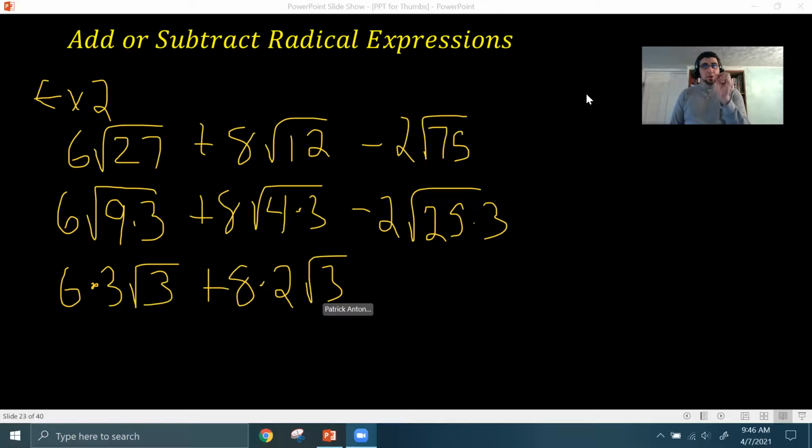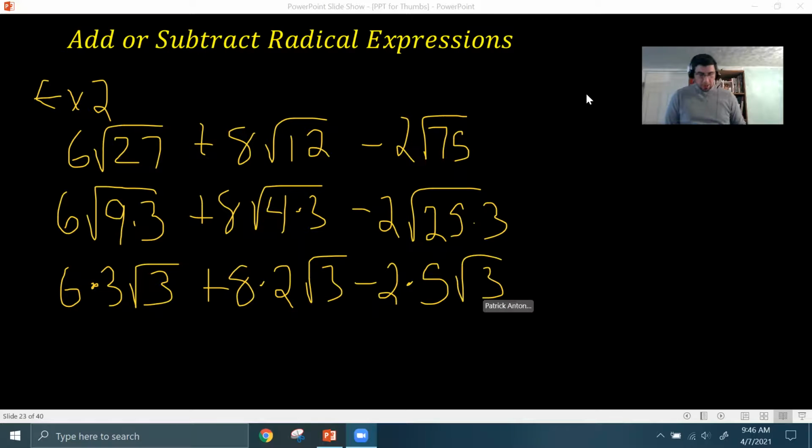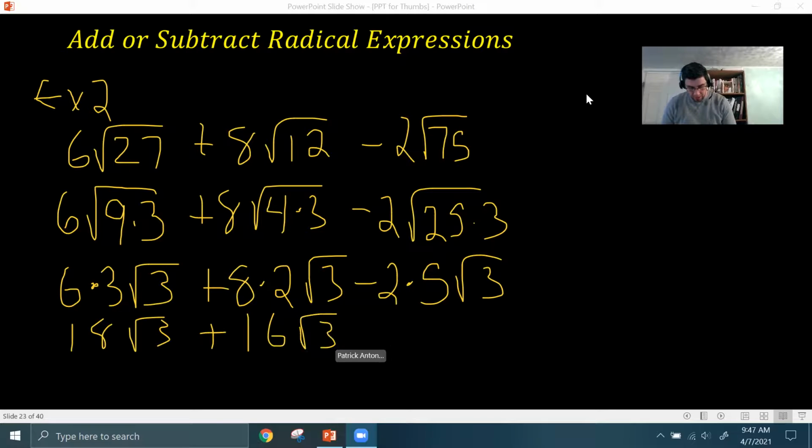Now, when you take the square root of the number inside the radical, it comes outside and multiplies the number that's in front of the radical already, if there's a number there. Okay, minus 2 times, guess what the square root of 25 is? 5 square roots of 3. Now, notice they all have a square root of 3. So now they're all like terms. Let's just multiply the coefficients to clean this up. 6 times 3 is 18 square root of 3, plus 16 square root of 3 minus 10 square root of 3.